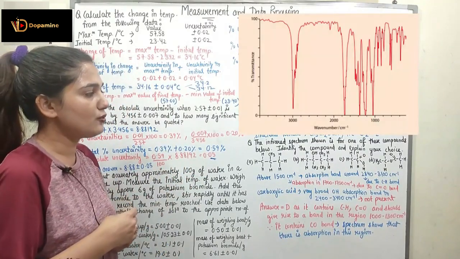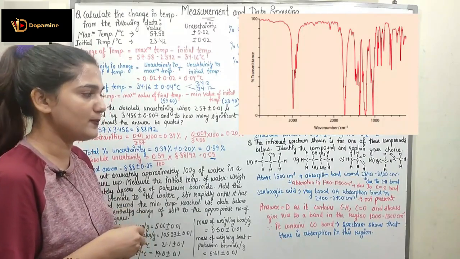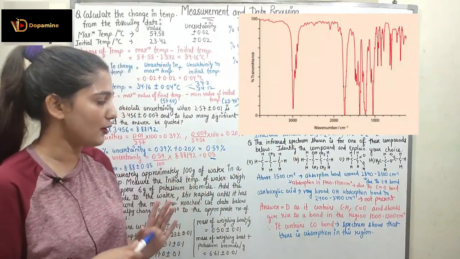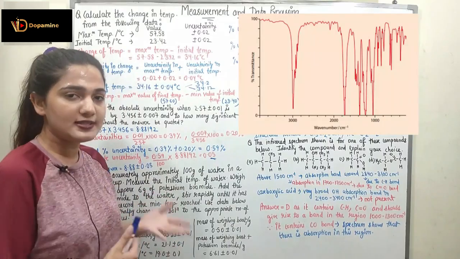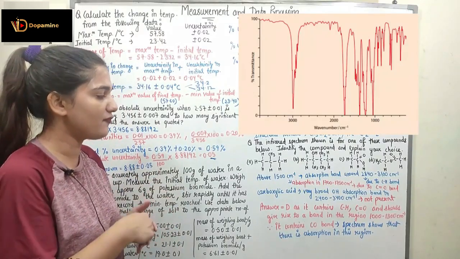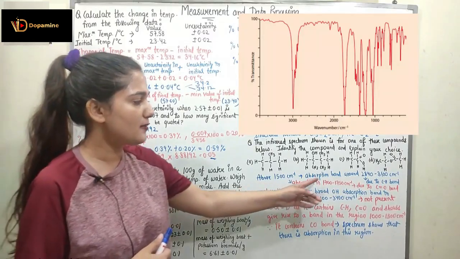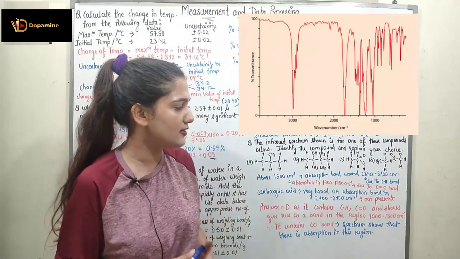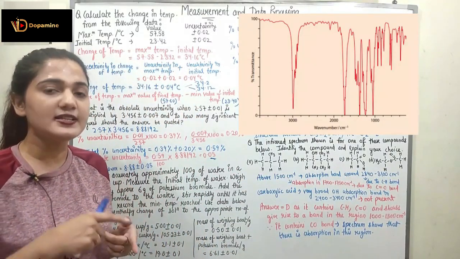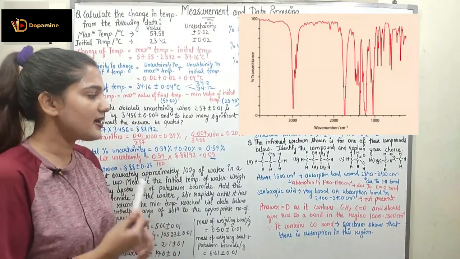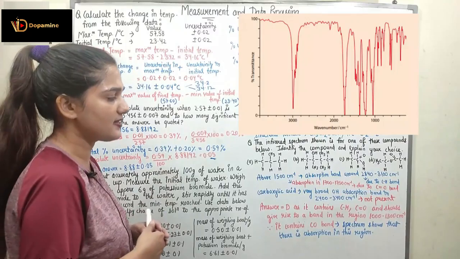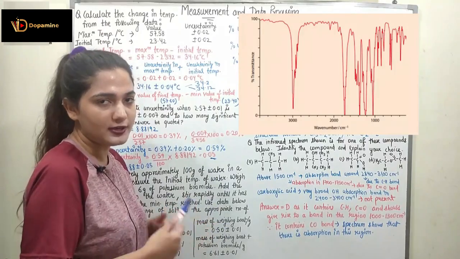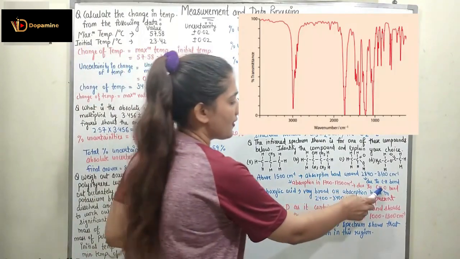The infrared spectrum shown is for one of the compounds below. Identify the compound and explain your choice. This is the first compound, second, third and fourth compound. We have to choose which one is correct. So you can see in the infrared spectrum that above 1500 cm⁻¹ an absorption band is present. The absorption band is present around 2840 to 3100 cm⁻¹, due to which I can say that a C-H bond is present. Another absorption band is present in 1700 to 1750 cm⁻¹, which tells me that a C=O bond is present.